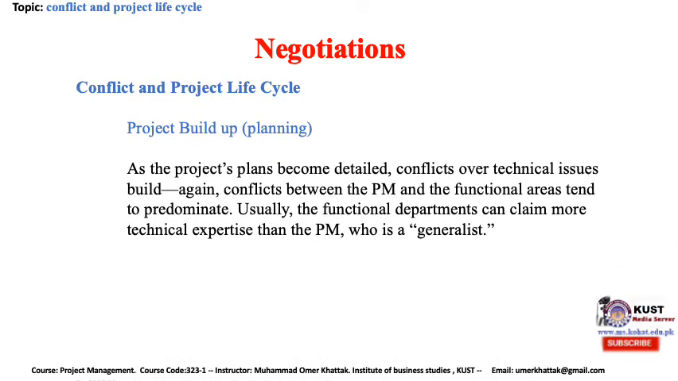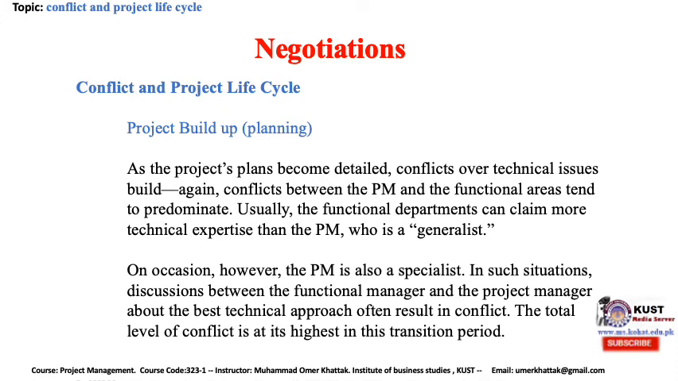As the project plan becomes detailed, conflicts over technical issues build up again. Conflicts between the project manager and the functional areas tend to predominate. Usually, the functional departments can claim more technical expertise than the project manager, who is a generalist. On occasion, however, the project manager is also a specialist. In such situations, discussions between the functional manager and the project manager about the best technical approach often result in conflict. The total level of conflict is at its highest in the transition period.